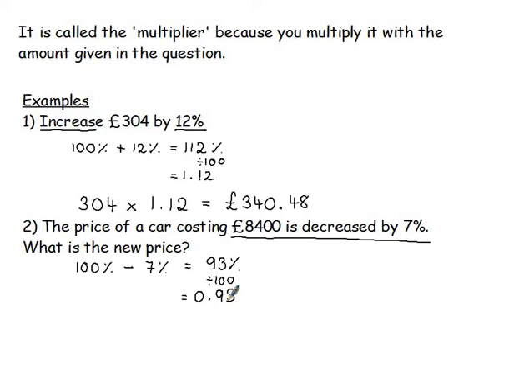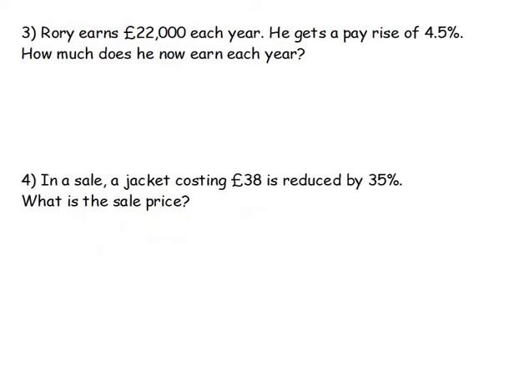Okay, so there's your multiplier. Now remember, once you have your multiplier, you take the amount and times it with the multiplier. So you're going to take that £8,400 and times it with that 0.93, type that calculation into your calculator, and it will give you your final answer. So you should get 7,812.